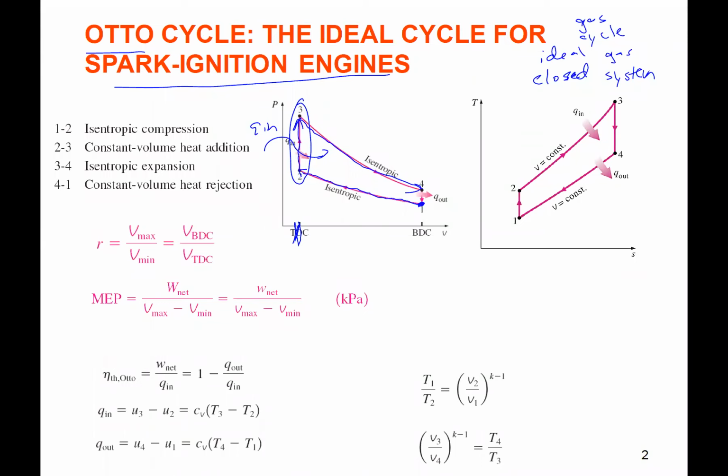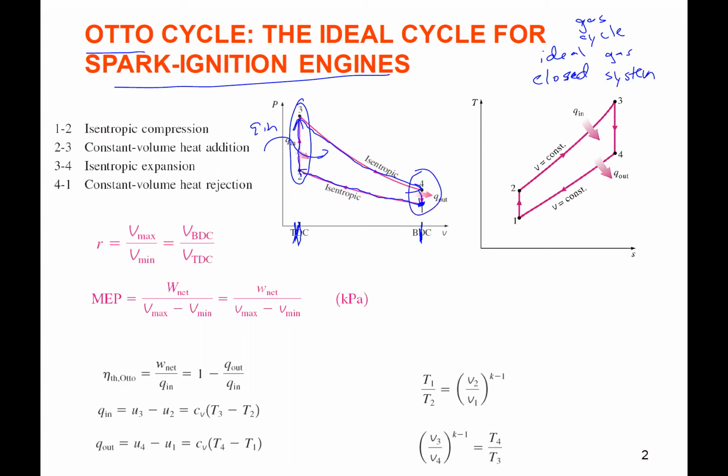And then we have our heat rejection at constant volume, okay? And this is when the exhaust valves open, we rush out and have all this exhaust energy that we lose out the tailpipe. We're modeling that as a heat rejection process at constant volume.